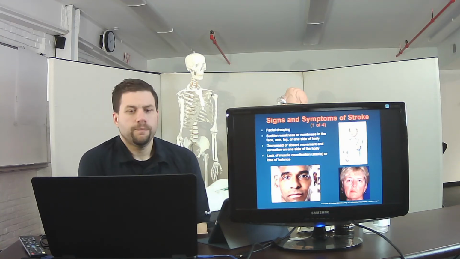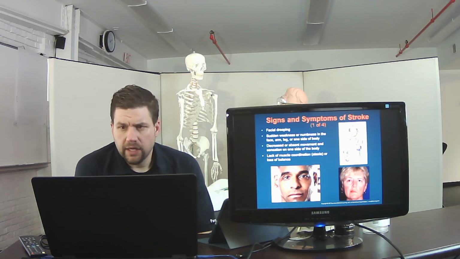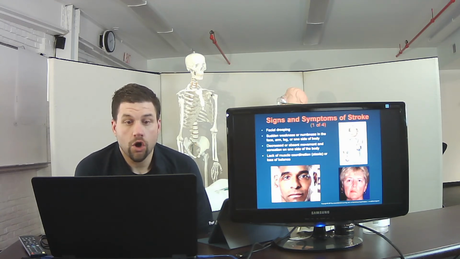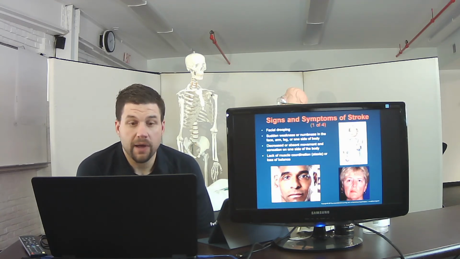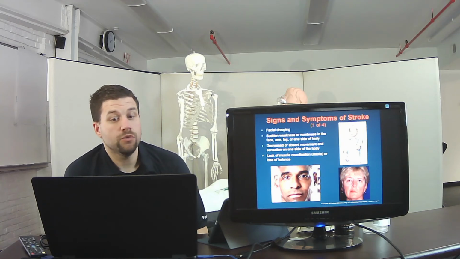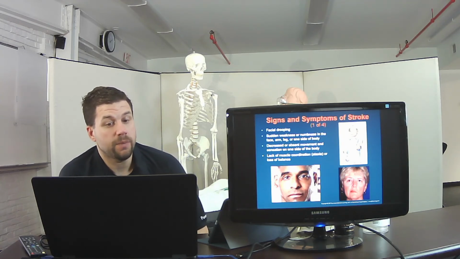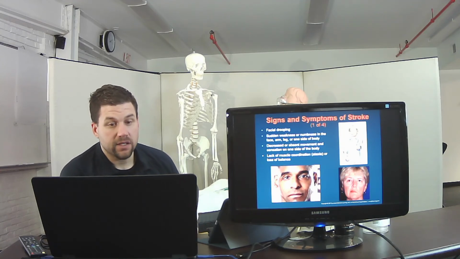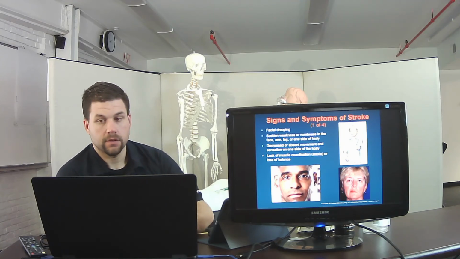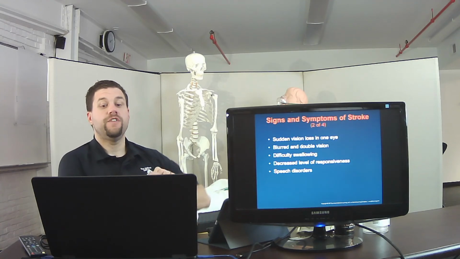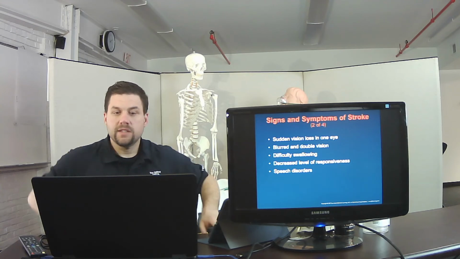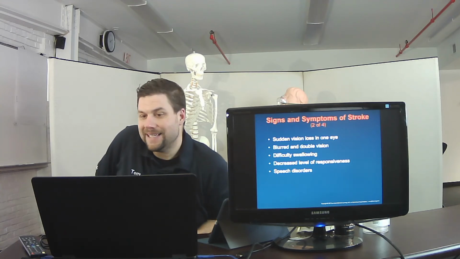So we know facial drooping is a big common one that we talk about. Sudden weakness or numbness in the face, arm, leg, or on one side of the body. Decreased or absent movement and sensation on one side of the body. Lack of muscle coordination, known as ataxia, or loss of balance. Sudden vision loss in one eye, blurred or double vision, difficulty swallowing, decreased level of responsiveness, and speech disorders.